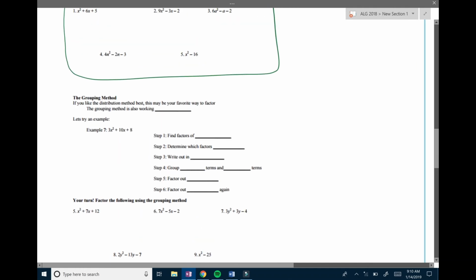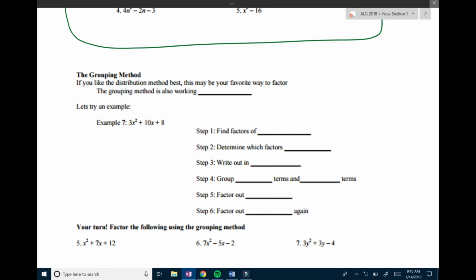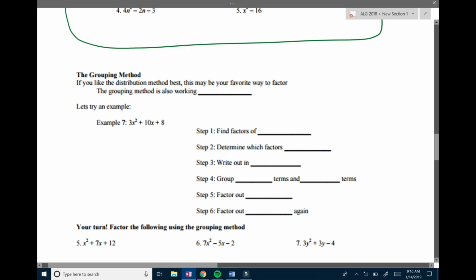Now let's look at this right here. Okay, we're going to use the X method here. They call it the grouping method, but I like to call it the X method. Basically, you take your 3 and you multiply it to the 8. We've already talked about this before. So first thing I would do is draw my X.